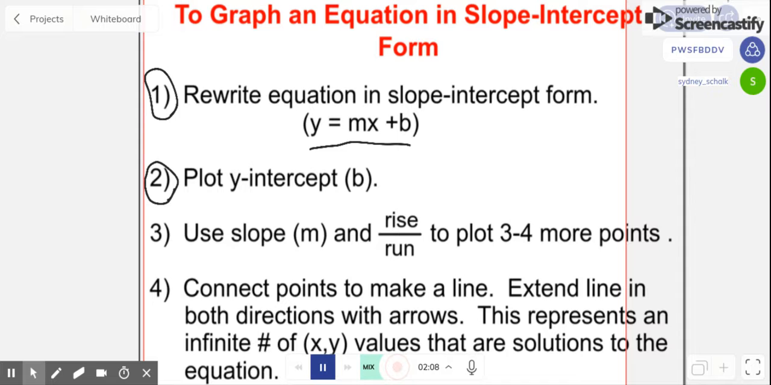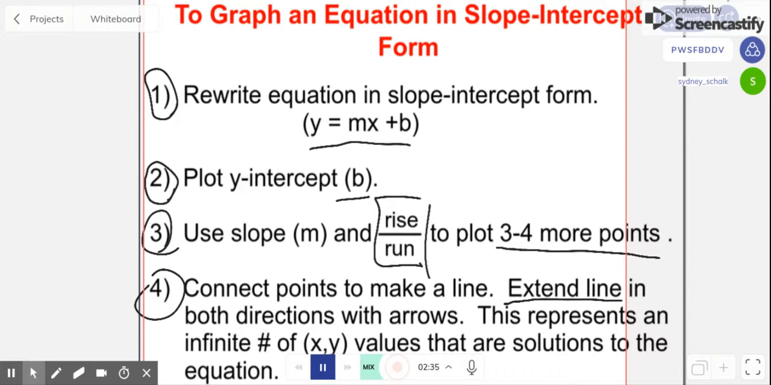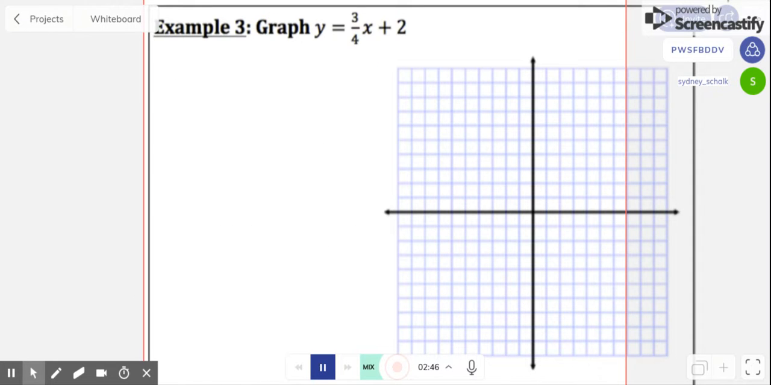Remember, that's where you put the number on your y-axis. That's our b. Third step is from your y-intercept, from your b, you're going to move according to your slope. We're going to use rise over run, and we have to plot at least 3 points. So 3 or 4 more points. After you do that, we can just go ahead and connect our points to make a line. Make sure you extend your line in both directions and add arrows. Do not forget your arrows. This represents an infinite number of x and y values that are the solutions to the equation.